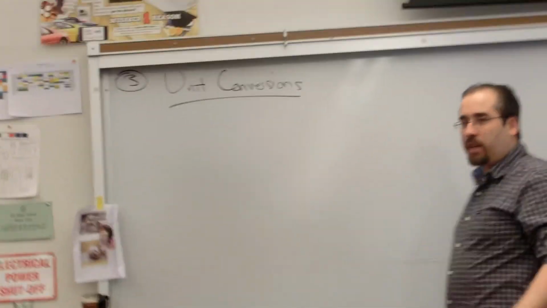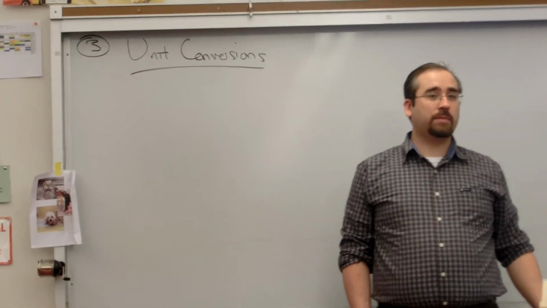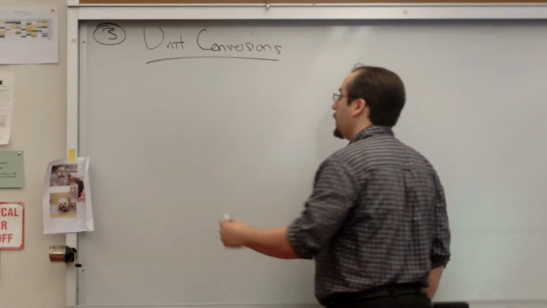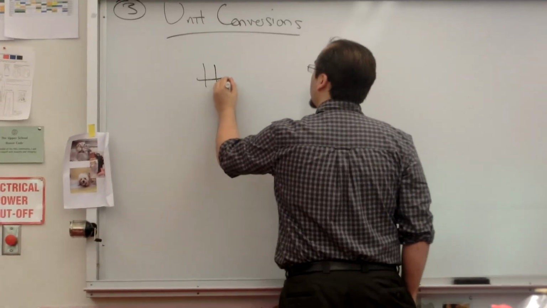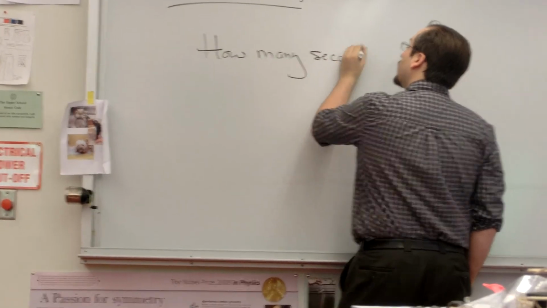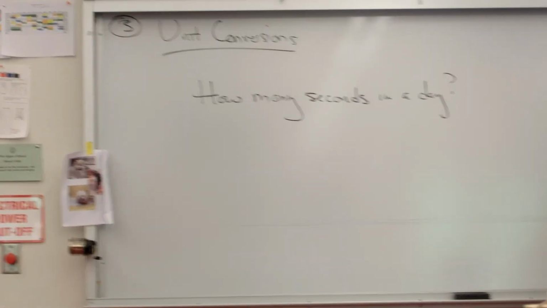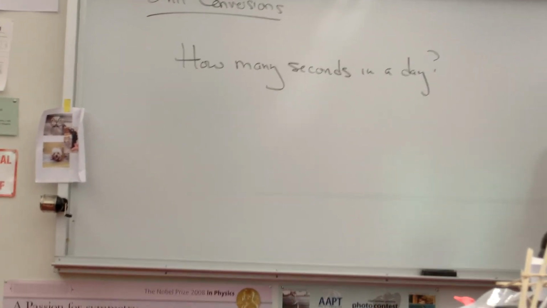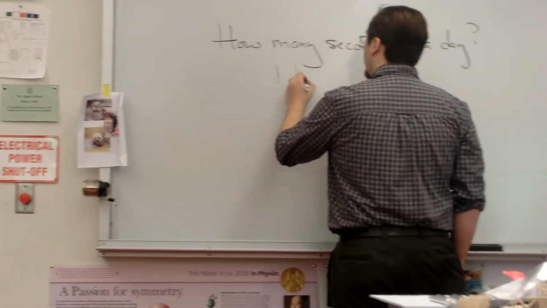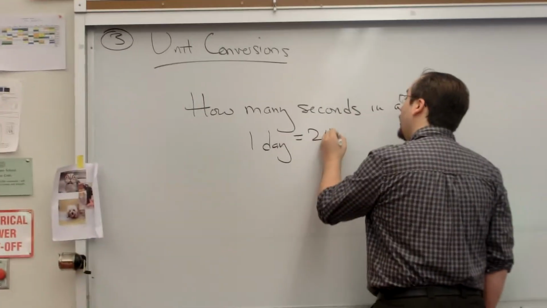Unit conversions. What do we remember about unit conversions? You can put one thing over 60 seconds as a minute, and if something's on the bottom, you don't cancel it out; it's multiplied by something that has the other thing on the top. So one example, how many seconds are in a day? What do we know a day is equal to? We know that one day is equal to 24 hours.